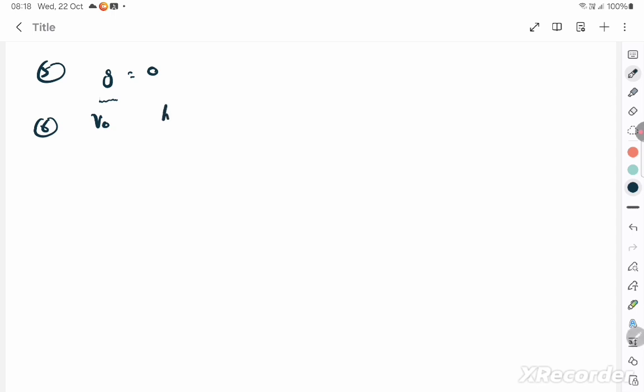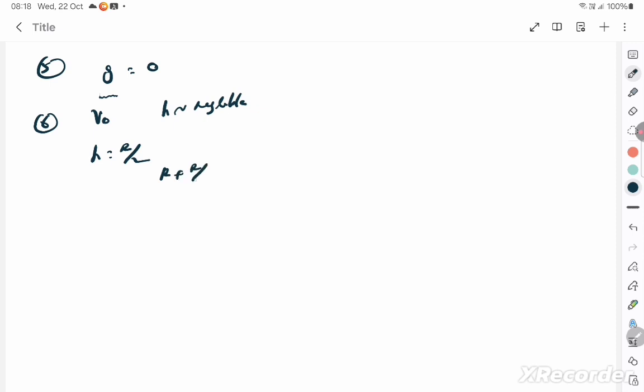Which means, can we take the height to be negligible? Approximately, yes, because this is just above the surface of the Earth. H is negligible, so we can take the distance itself as capital R. And for a satellite revolving at an altitude half the radius, H is equal to R by 2. You need to add the altitude to R to find the distance from the center, which is 3R by 2. That will be the actual distance from the center of the Earth.